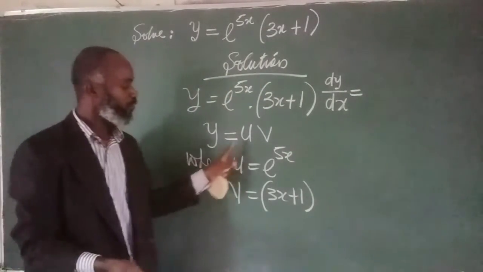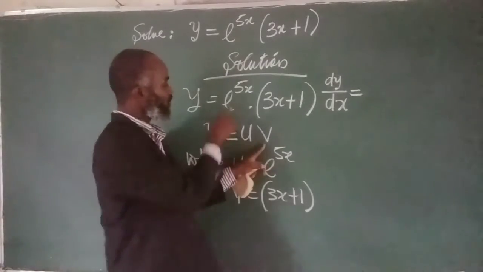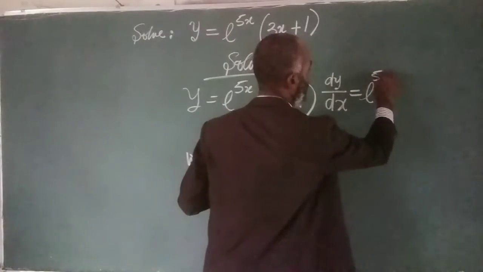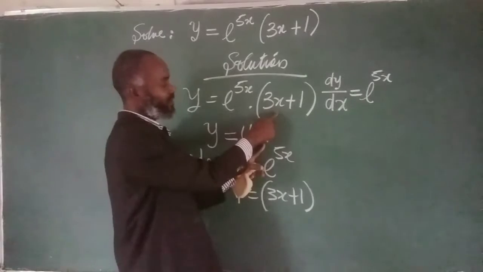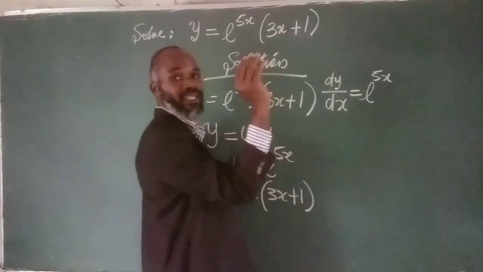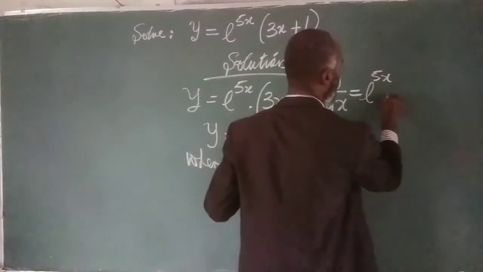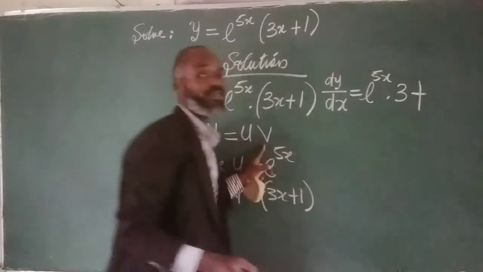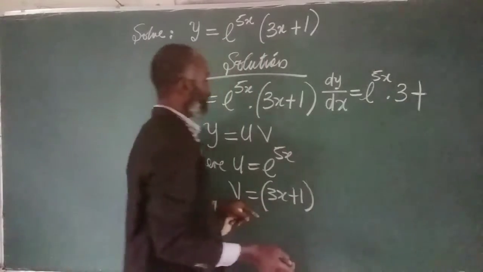We need to keep u first and differentiate v, okay? So this is u, we keep it, e^(5x). Then we differentiate v. If we differentiate 1, it's 0, and differentiating 3x becomes 3, so we have 3 here, plus. Since we are using the product rule, you have to know that we are going to apply plus, okay?